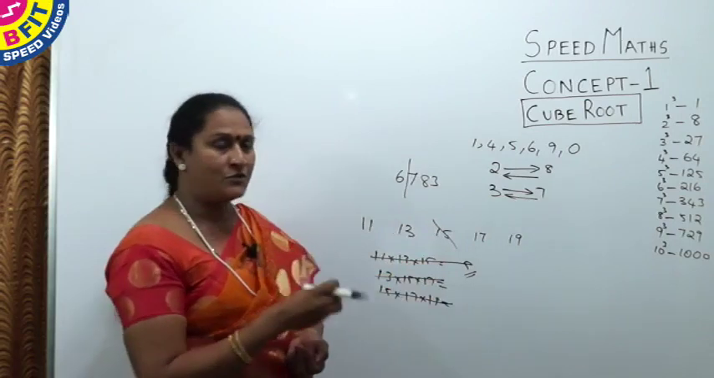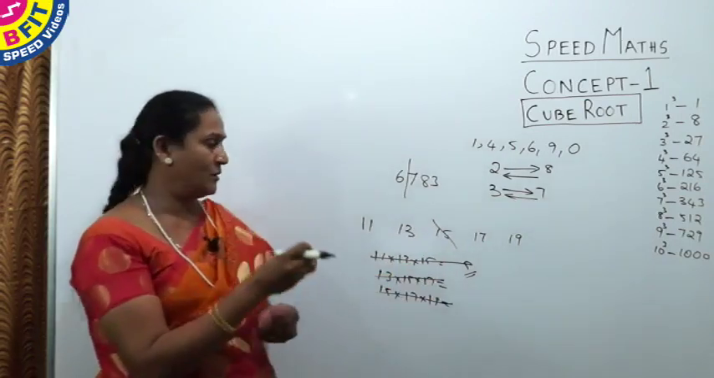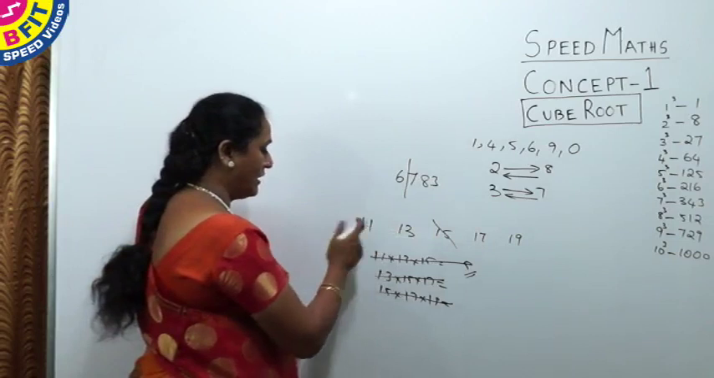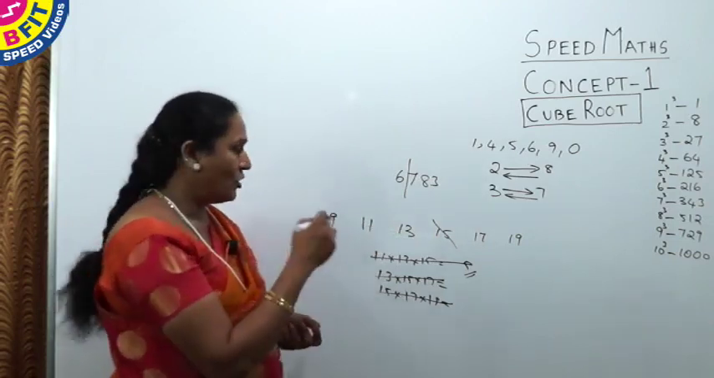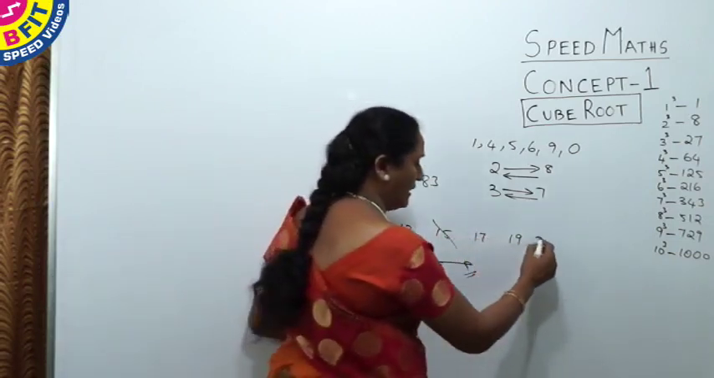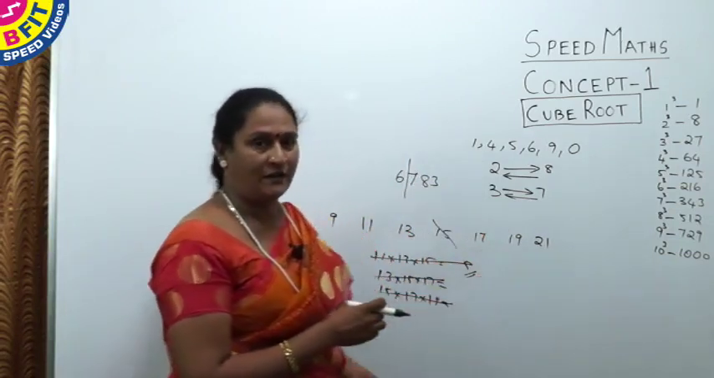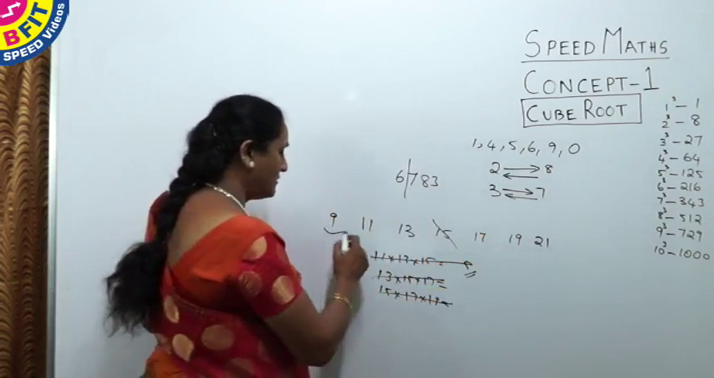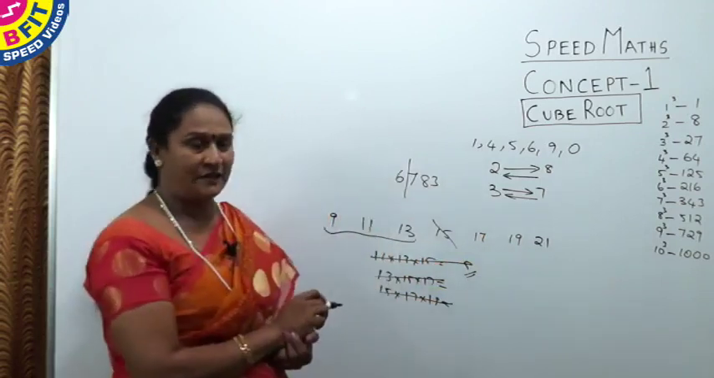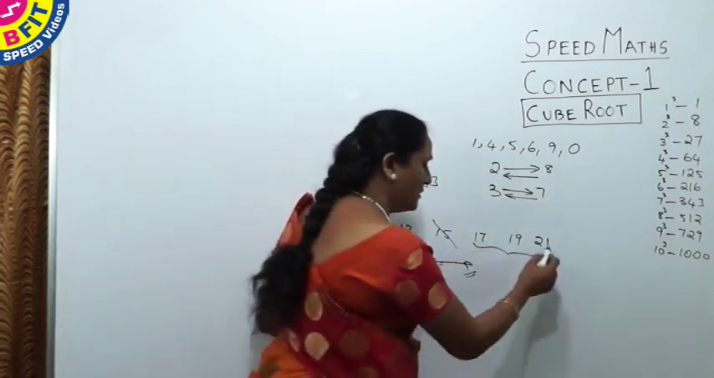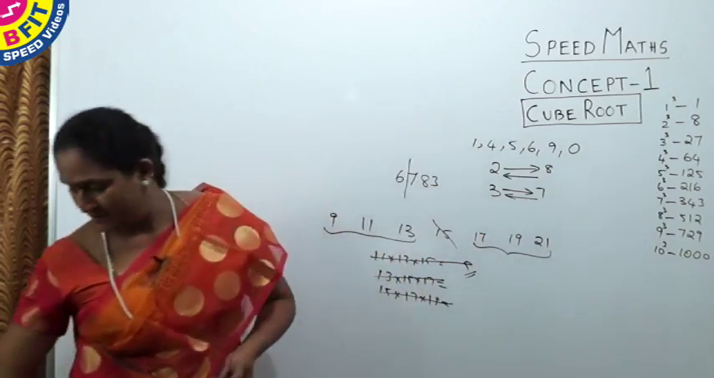And how can you choose the numbers? Three consecutive odd numbers. So it can be either 9, 11 and 13, or go for the higher multiple of 10: 17, 19 and 21. So now either one of these sets of three numbers should have the product 6783.